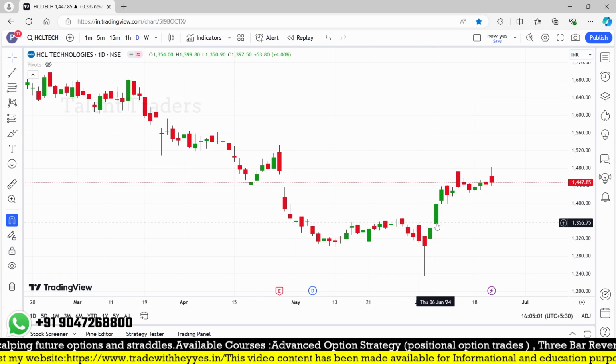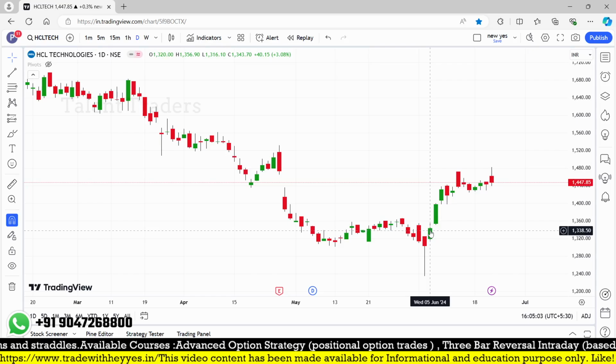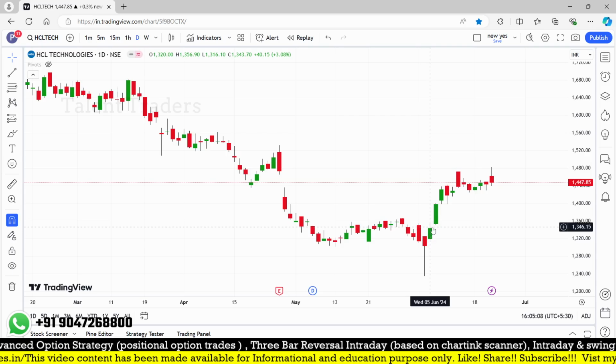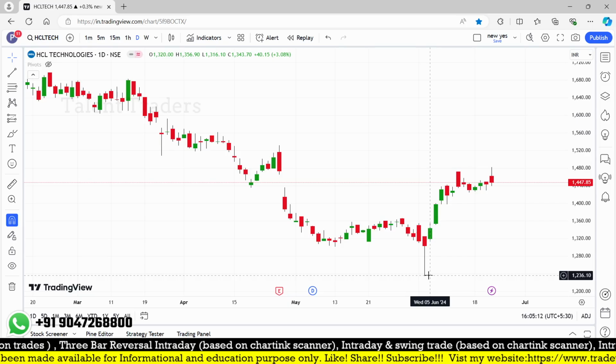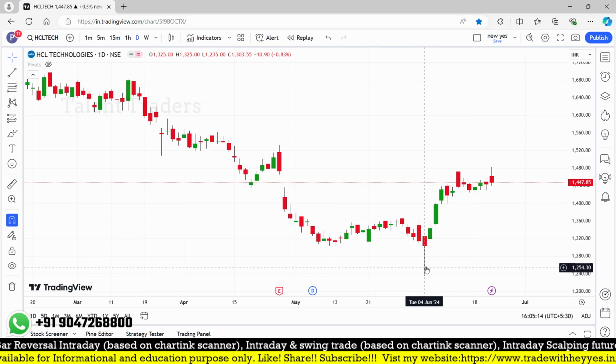And next day opening itself, we can try. So here I'm just calculating on a closing basis. So maybe BTST also we can plan this. And somewhere around 3,343, maybe the low is around 1,236, near about 80-90 points is the risk.